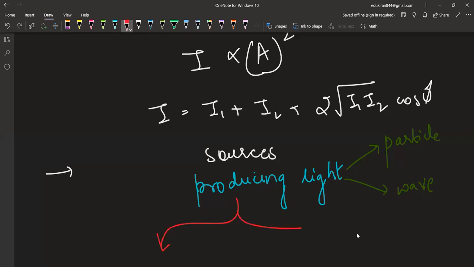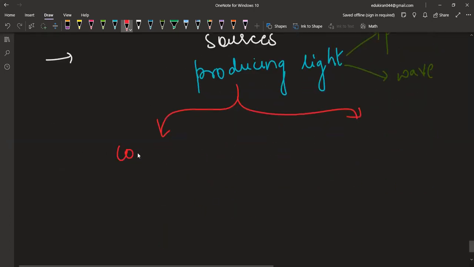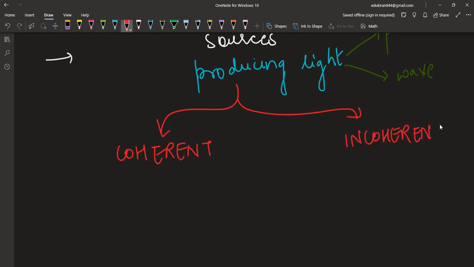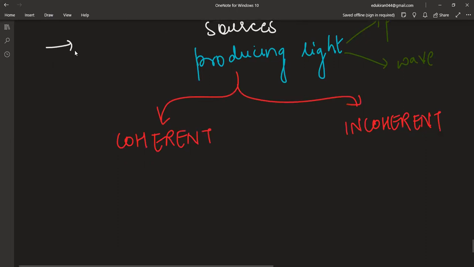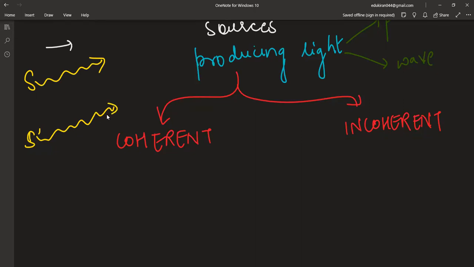Further, in wave optics specifically, the light sources are of two types. You have coherent sources and then you have incoherent sources. Now, when we are talking about coherent sources, what is meant by them? Two sources are supposed there in your system. Let's say this is one source S, this is another source S dash. Both of them will be emitting their own particular waves, right?